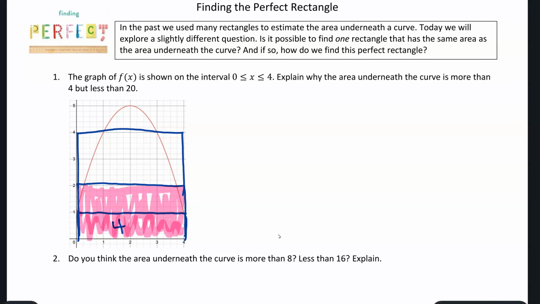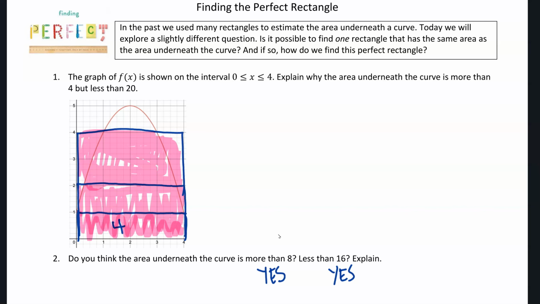So all this is 16. So it's got to be less than that, right? Because it's only missing this little peak right here, that little area there. So yes, it's definitely got to be more than 8, and yes, it's got to be less than 16. It's got too much on the sides for the 16.